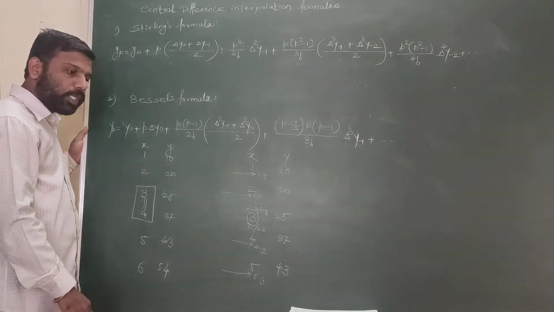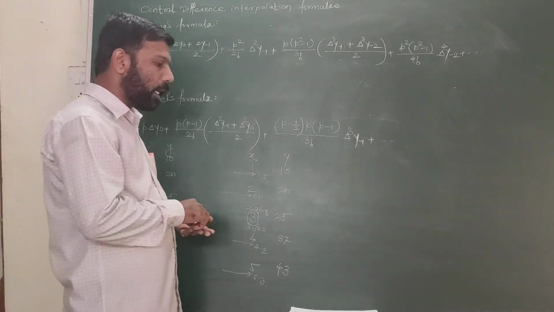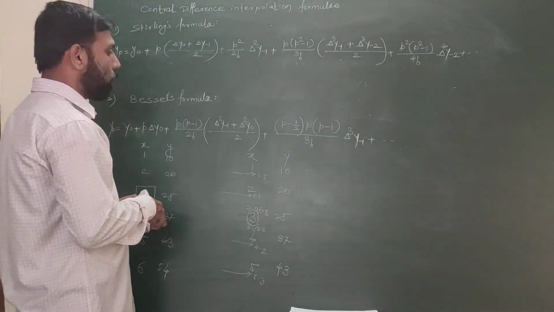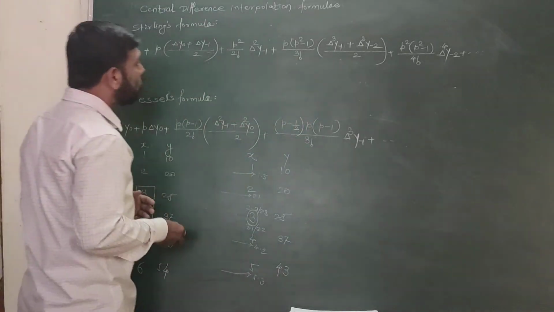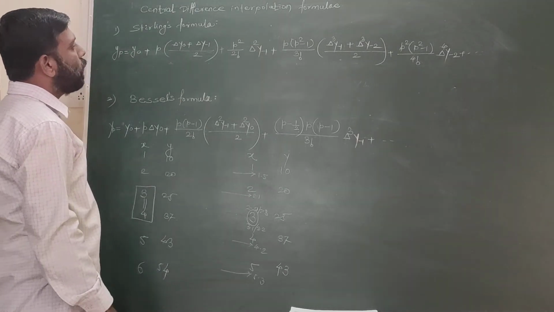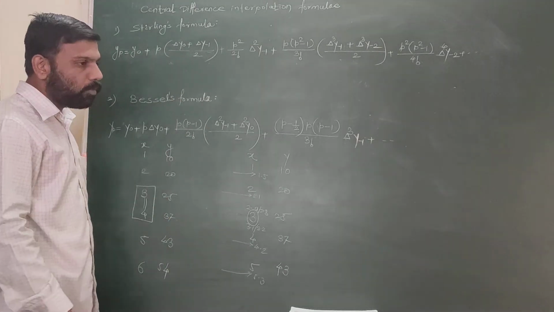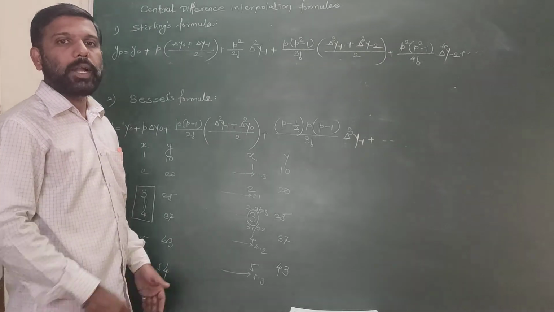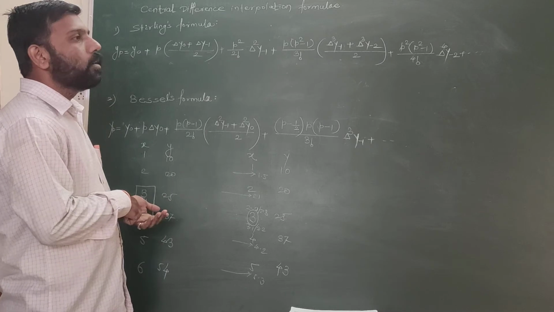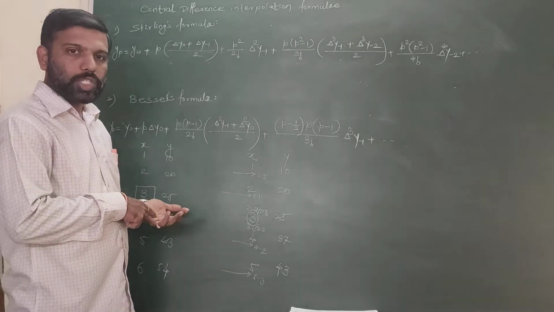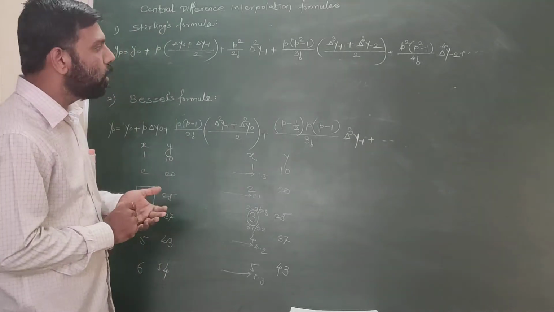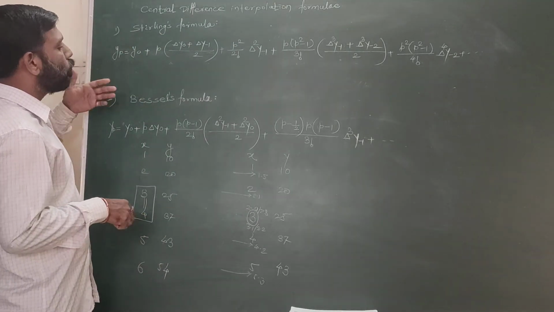Again, if the question specifically mentions to use either Stirling's or Bessel's formula, then we use that formula. Here we have directly written the Stirling formula. Actually, these two formulas are derived from Newton's forward and Newton's backward interpolation formulas. Then Gauss forward interpolation and Gauss backward interpolation are derived, and using those, these two formulas are defined.